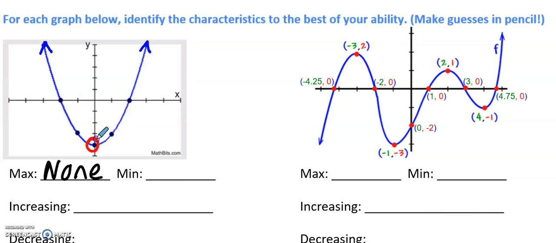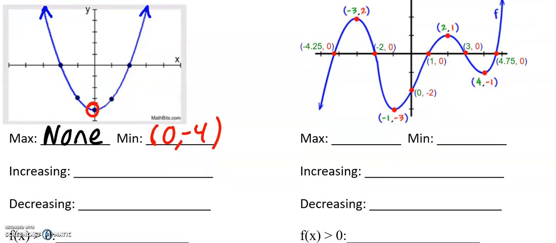Min is what is the lowest point. So the lowest point is right here. Right, that is at 1, 2, 3, negative 4. So the min is at 0, comma, negative 4. Coincidentally, that's the y-intercept; that is not always going to happen. Increasing intervals. So remember, increasing is as I go from left to right, the graph is going up, or the y values are going up. So the increasing interval is going to be from 0 to infinity.